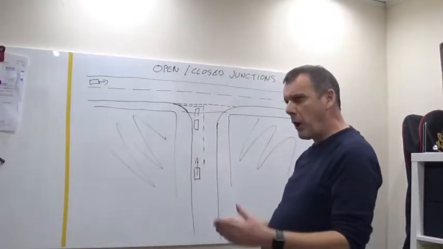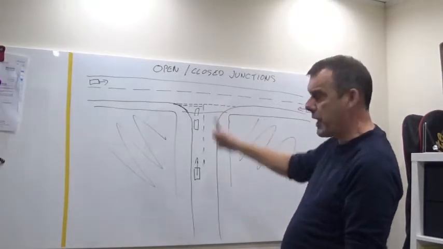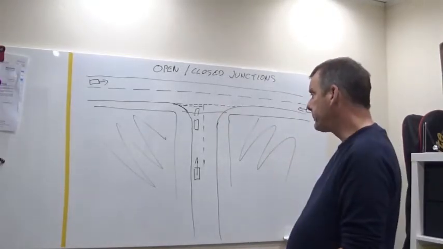As I say, we're below 10 miles an hour, we're slipping into first gear and we're just slowly, gently rolling up to that give way line.